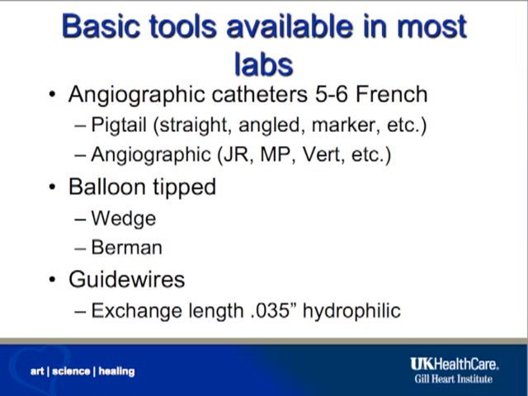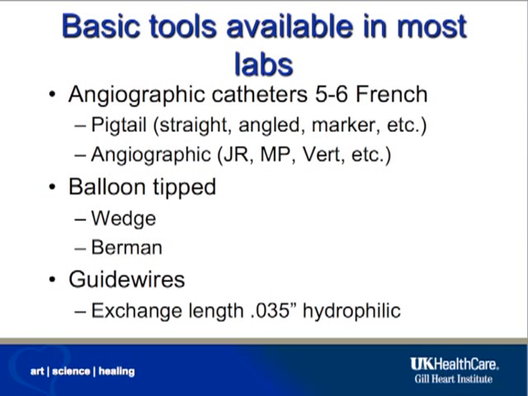Some of the tools used to evaluate the pulmonary arteries include angiographic catheters, most of which are 5 or 6 French. These can be pigtail or angiographic catheters. Pigtail catheters can be either straight or angled. Angiographic catheters may include Judkin's Right or multipurpose catheters to access the pulmonary arteries. Balloon tip catheters may also be used.